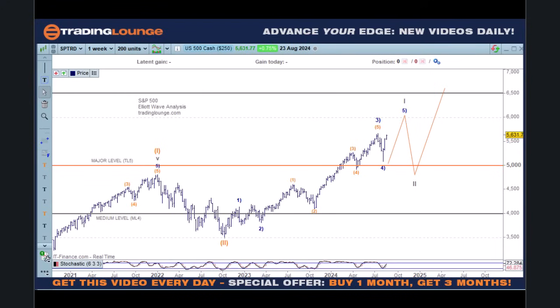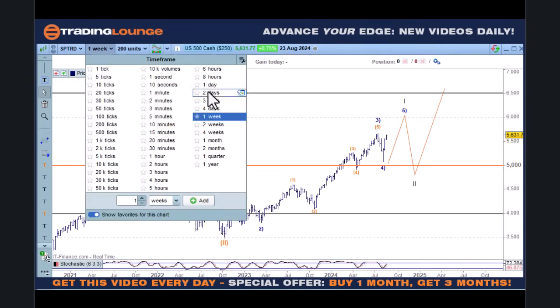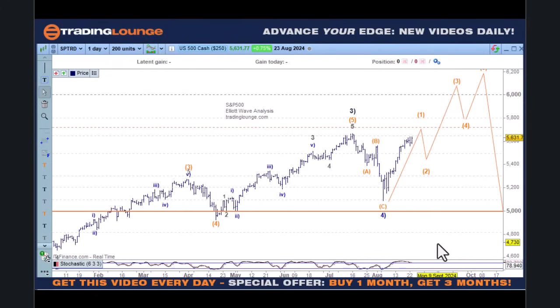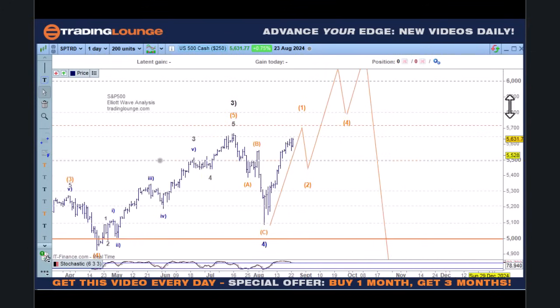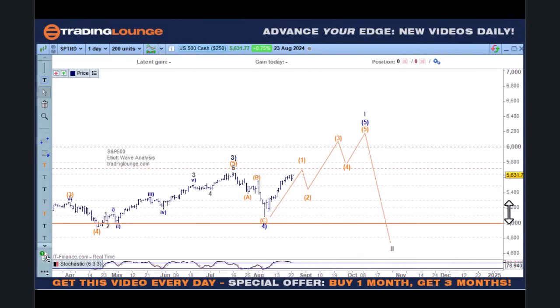With the S&P on the weekly chart here, we're looking from wave 4 to wave 5. We're looking for 5 waves within this particular move. If we look to the daily chart, this will be the 5 waves expanded out somewhat. So we're looking at wave 1, 2, 3, 4, 5, and we're heading up into wave 1 here.